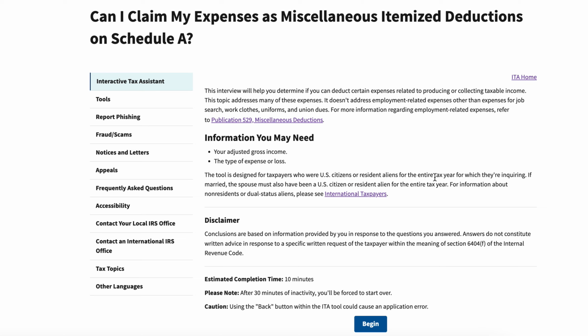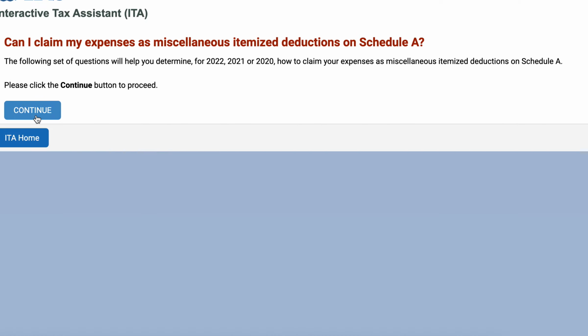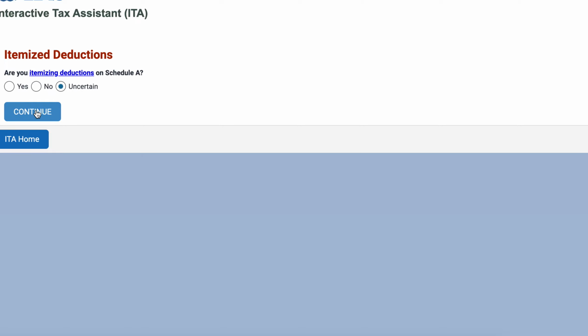The estimated completion time is 10 minutes. However, I do believe we'll probably walk through most of these scenarios in much less time. So let's begin. Let's go ahead and continue. As we are currently in the middle of the 2023 tax year, the most current year available to us in this tool is 2022. So let's go ahead and select that.